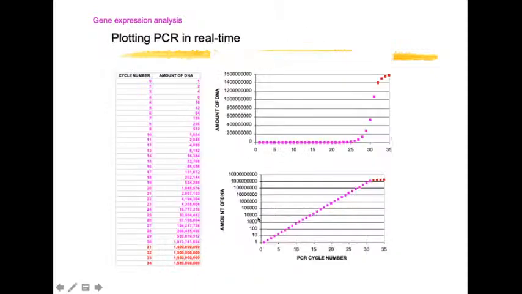So in plotting PCR in real time, we can see that at different cycle numbers, at cycle number 3 there are 8 copies of DNA. By the 30th cycle, we have 1073741824 copies of DNA produced. So the amount of DNA is increasing with cycles. First very little, but at the end it's increasing very high. So per cycle number, the amount of DNA is increasing like this.